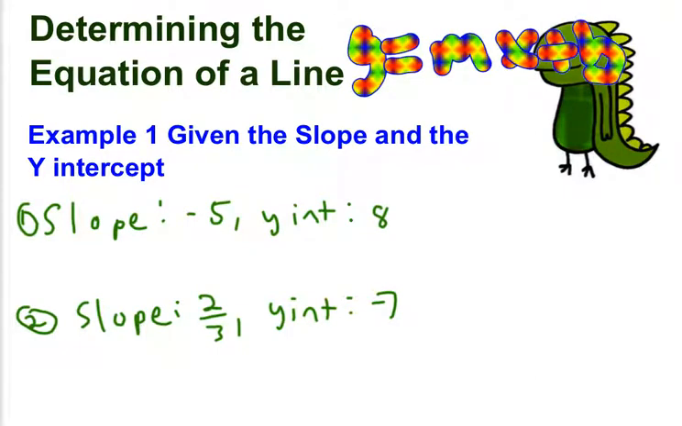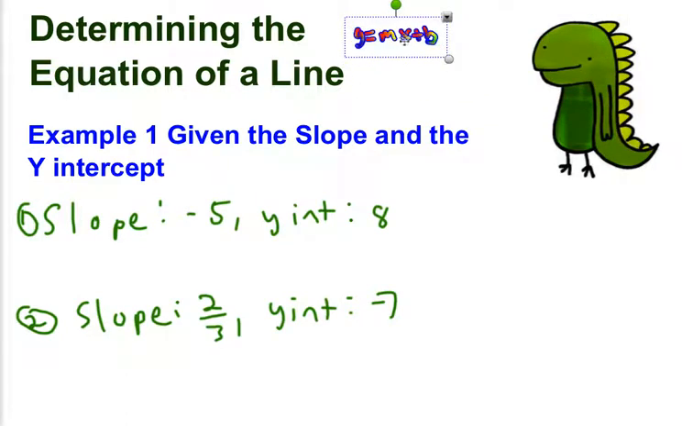And I'm sorry, dinosaur guy, I had to write that over you right there. So let's make you smaller and let's put you down in the corner.